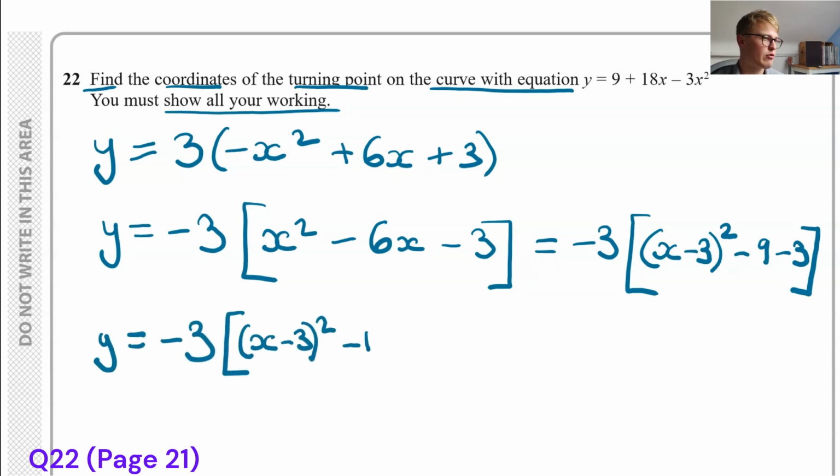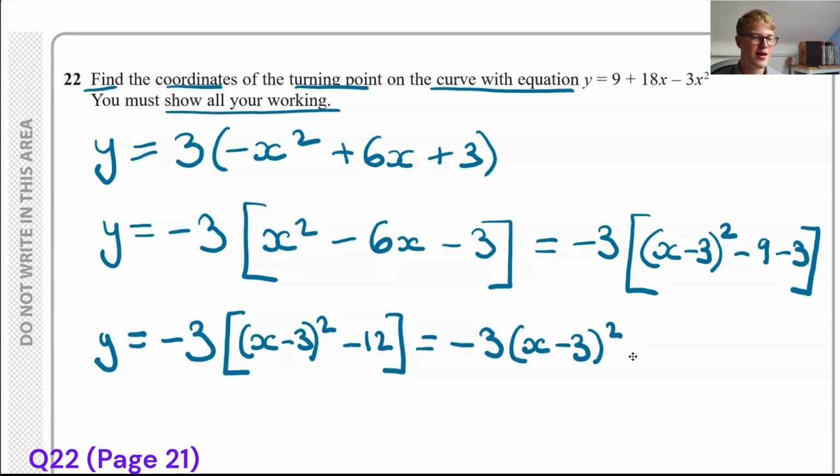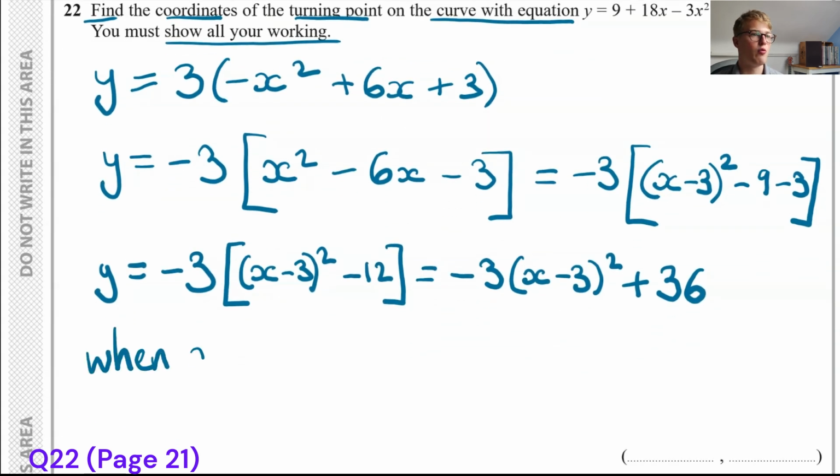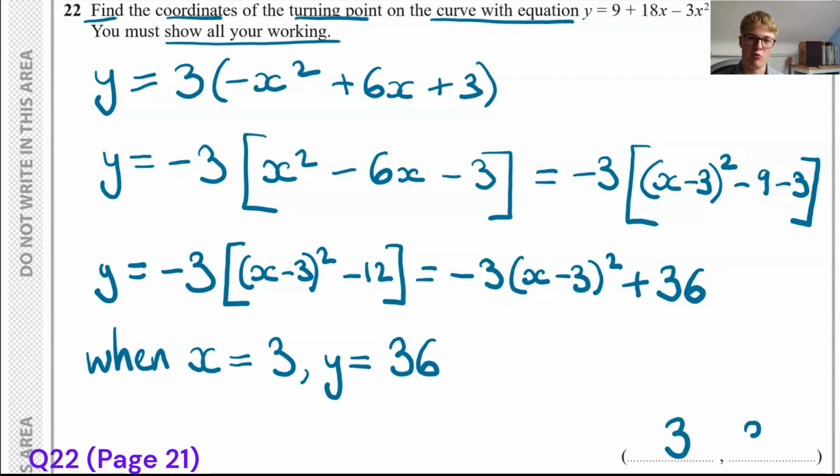Then we have y is equal to minus 3 times ((x minus 3) squared minus 12), because I put the 9 and the 3 together. And then we have minus 3 times (x minus 3) squared plus 36. So therefore, when x is 3, y is going to be 36, and therefore our answer is (3, 36).